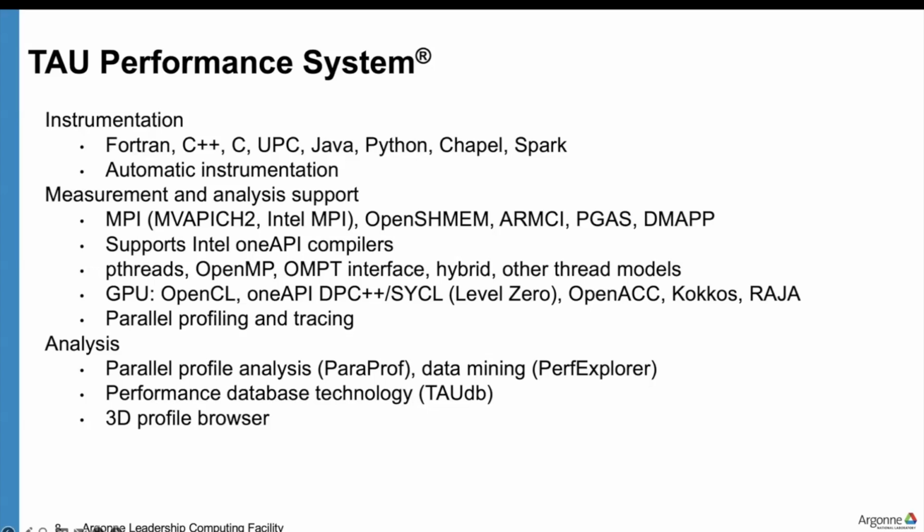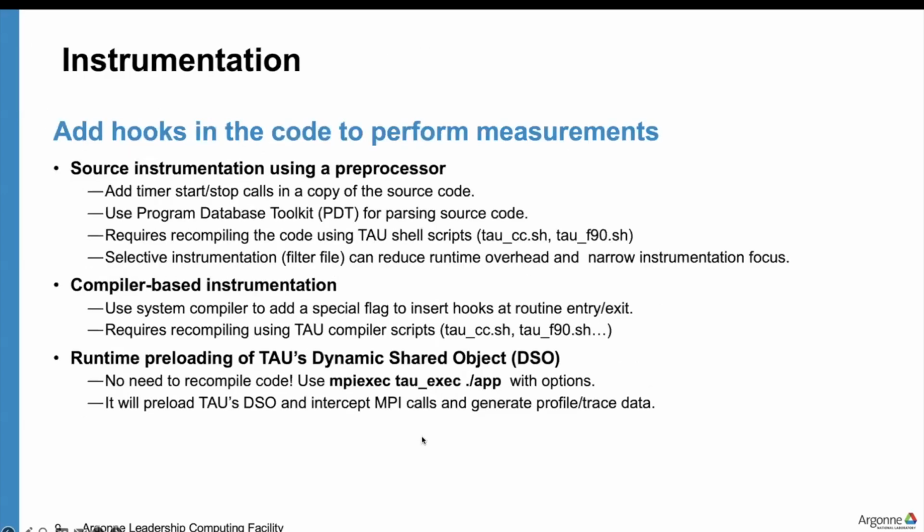So here is the instrumentation component, the first and most important part where you add hooks to your code to perform the measurements. Now, while Tau historically has supported source instrumentation using a preprocessor, where you can add the timer start-stop calls in the copy of an instrumented code and then compile it using these special compiler scripts such as tau_cc.sh or tau_f90.sh, and provide them with a selective instrumentation file to filter and reduce the instrumentation focus and narrow it down. We also support other ways of instrumentation.